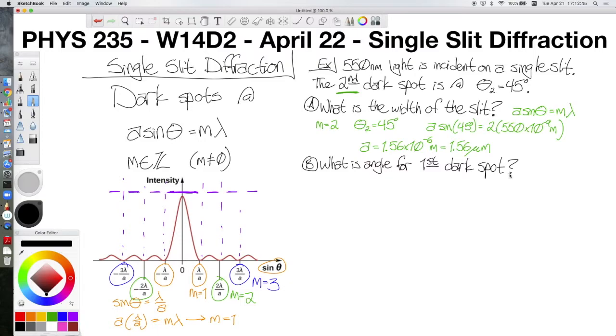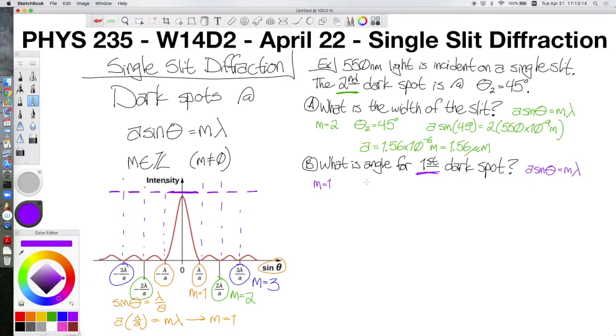Now we can ask another question. What angle would there be for our first dark spot? Here, we're still going to be using a sine theta equals m lambda, because we're still talking about a single slit diffraction setup, and we're still talking about dark spots, which is what this equation refers to. But since we want the first dark spot, we need to use m equals 1.